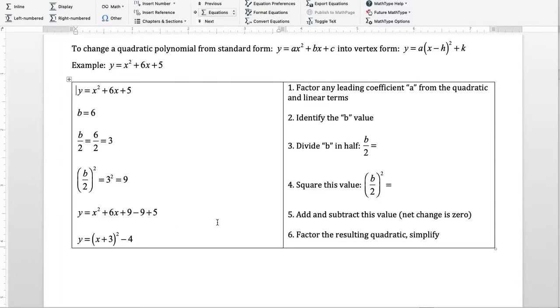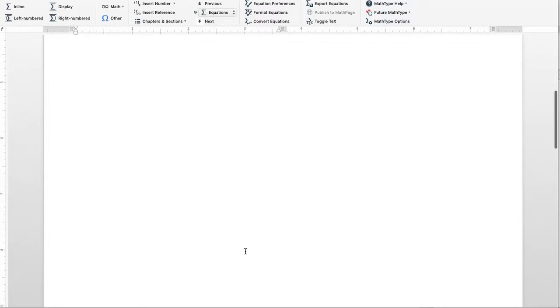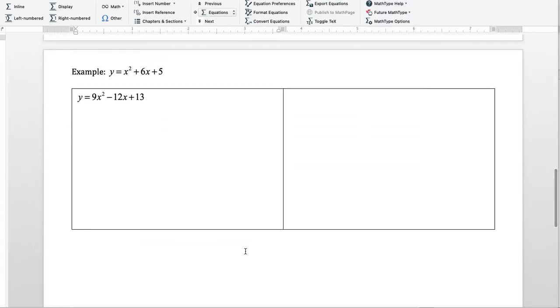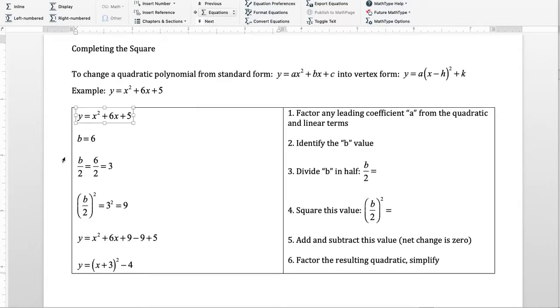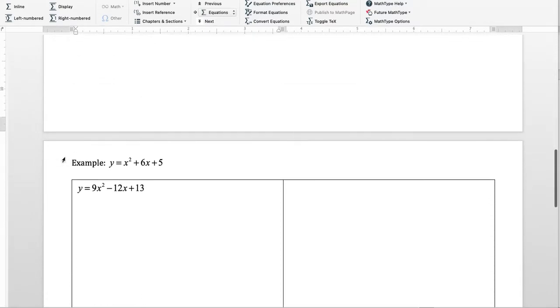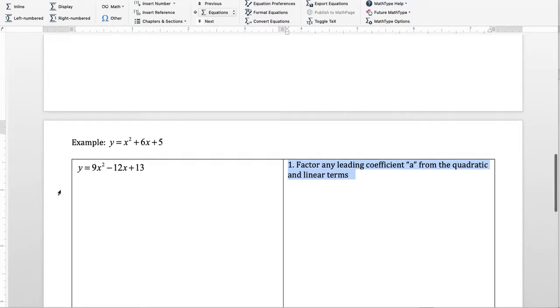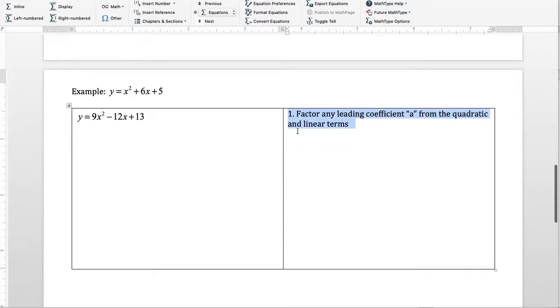Next, we're going to try an example where we have a leading coefficient of a. So I'm going to go, this is number 8 off the practice that you have. Realize it says example, but this is going to be number 8. We have y equals 9x squared minus 12x plus 13. We're going to factor any leading coefficient a from the quadratic and the linear terms.